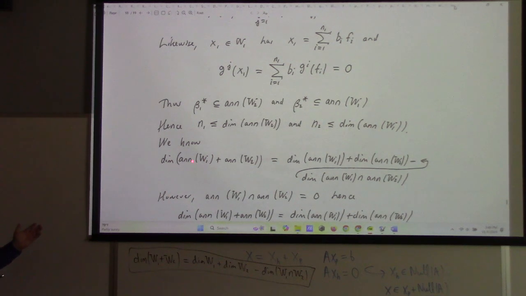See, this subspace plus that subspace: the dimension of the sum of the subspaces is the dimension of the one plus the dimension of the other minus the dimension of the intersection. But here the intersection is what? 0, right? So we already know that this is 0. And we know that this has to be at least n1, and that has to be at least n2. But what's the maximum dimension this can have? It is a subset of V dual, which remember has the same dimension as V, right?